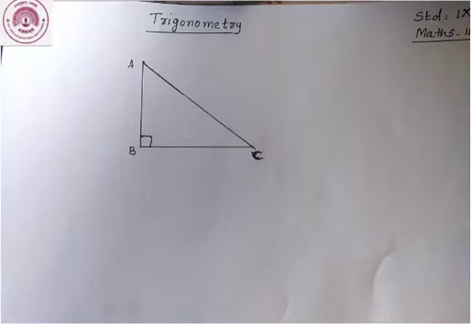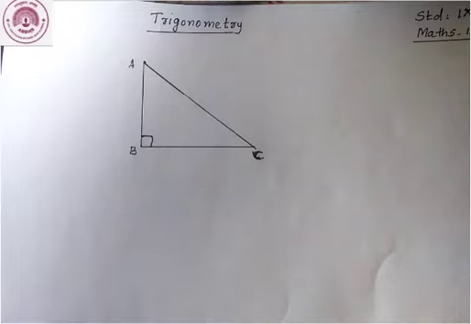Hello students, today we are going to learn trigonometry, chapter 8, trigonometry. How can we measure the distance between a ship and a lighthouse, or how to measure the height of a tall tree? To find answers to such questions, we use trigonometry, which is a branch of mathematics. Trigonometry is used in different branches of engineering, astronomy, navigation, etc.